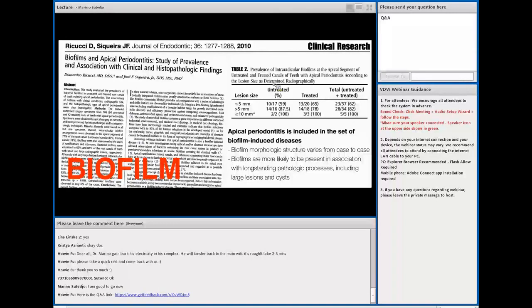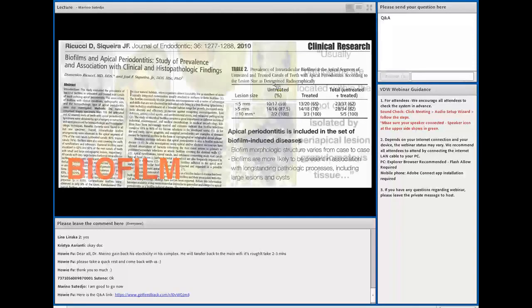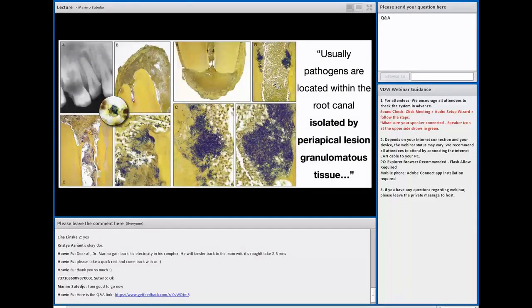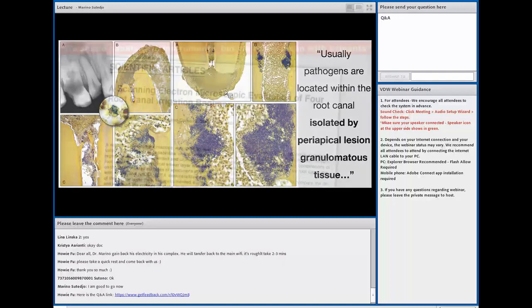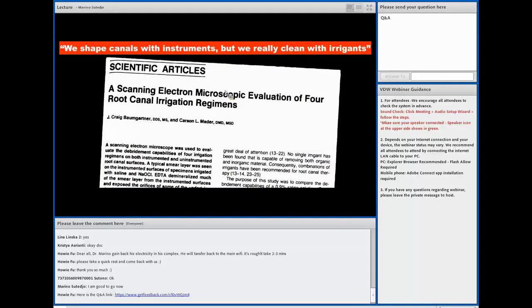Because the biofilm state is more favorable to the bacteria, but unfortunately, this is the state that is more difficult for us to clean and remove. As you can see here, the bacteria are usually isolated by the periapical lesion or granulation tissue, which is more difficult for us to clean.